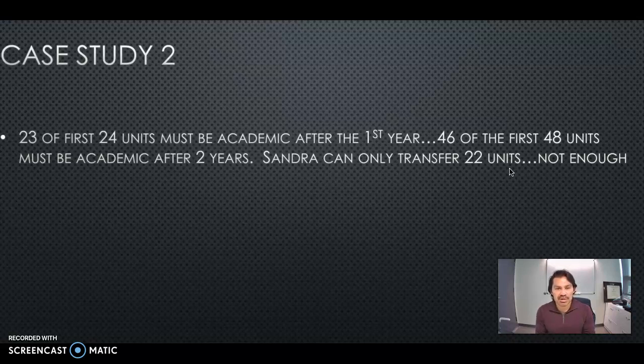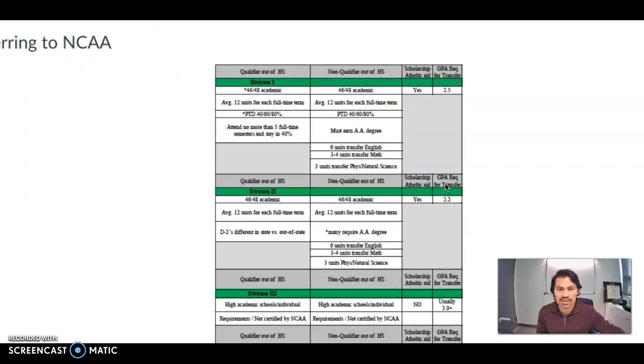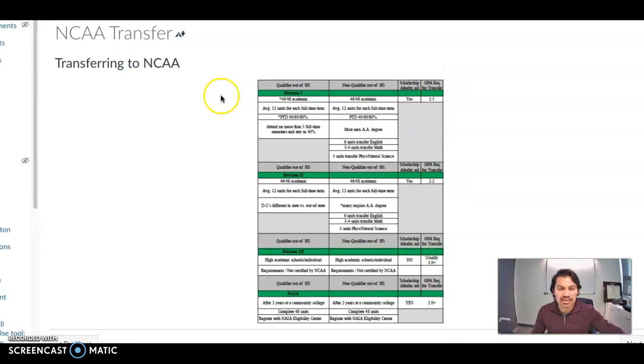And let me show you where you can find that. So in Module 2, if you go to this NCAA transfer page, you'll see here that as a qualifier out of high school, 46 of the first 48 units must be academic. And then you just divide that by 2. If it's only 1 year, it's got to be 23 of the first 24 units that are academic. And then, like it says, average 12 units for each full-time term.